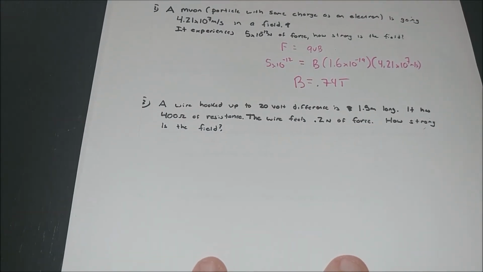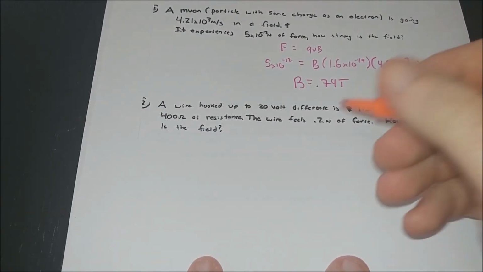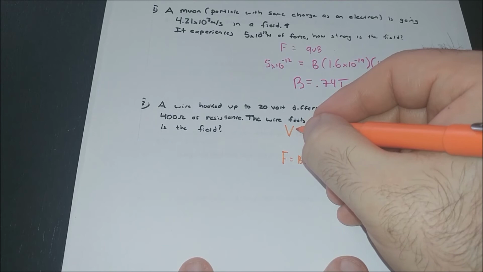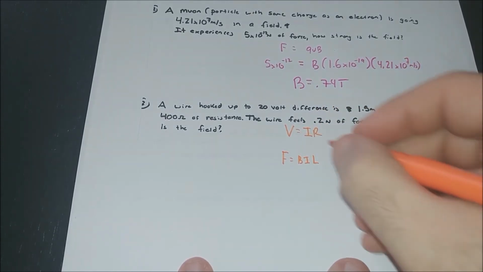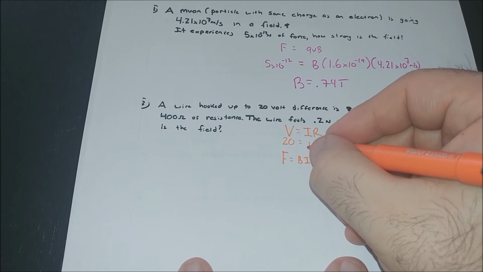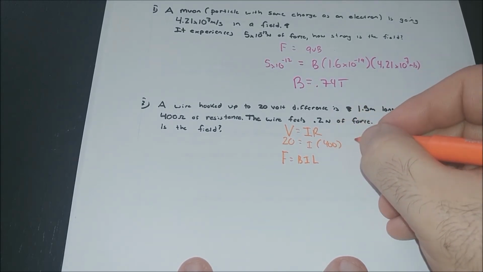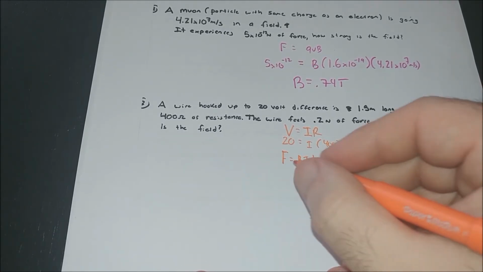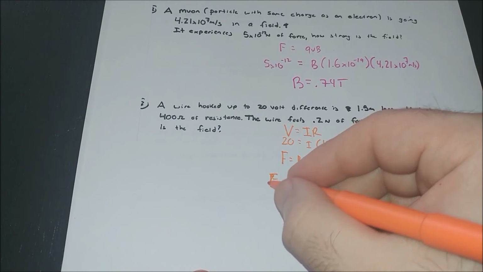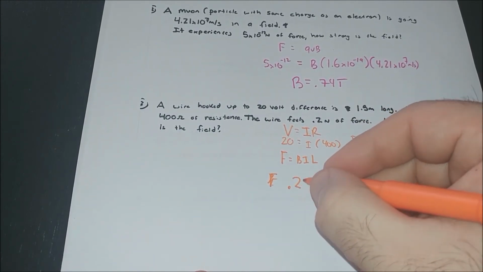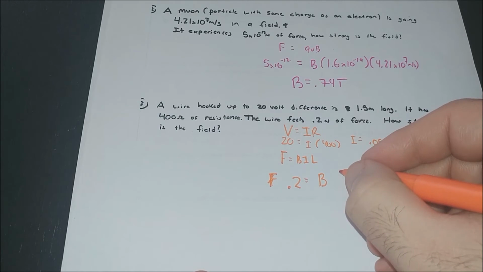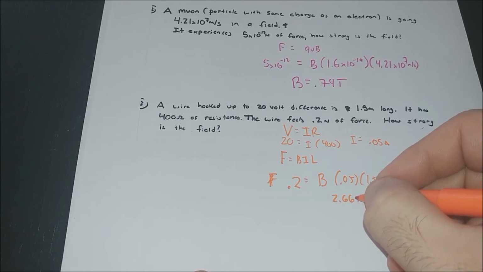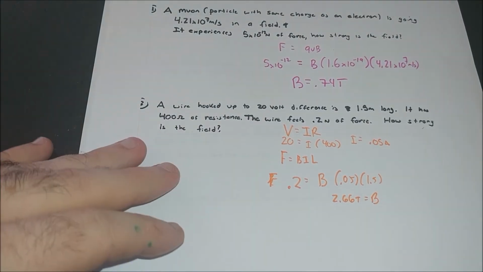And for the last one, this is now a two-step process. You're going to have to use F equals BIL, but you don't know the current. So the first step is you're going to do Ohm's law, V equals IR. 20 volts equals the current times 400 ohms. So the current is 0.05 amps. Plug that in here. The force is 0.2. The field is unknown. The current is 0.05. The length is 1.5. And you get 2.66 Tesla as your B field, or your magnetic field.